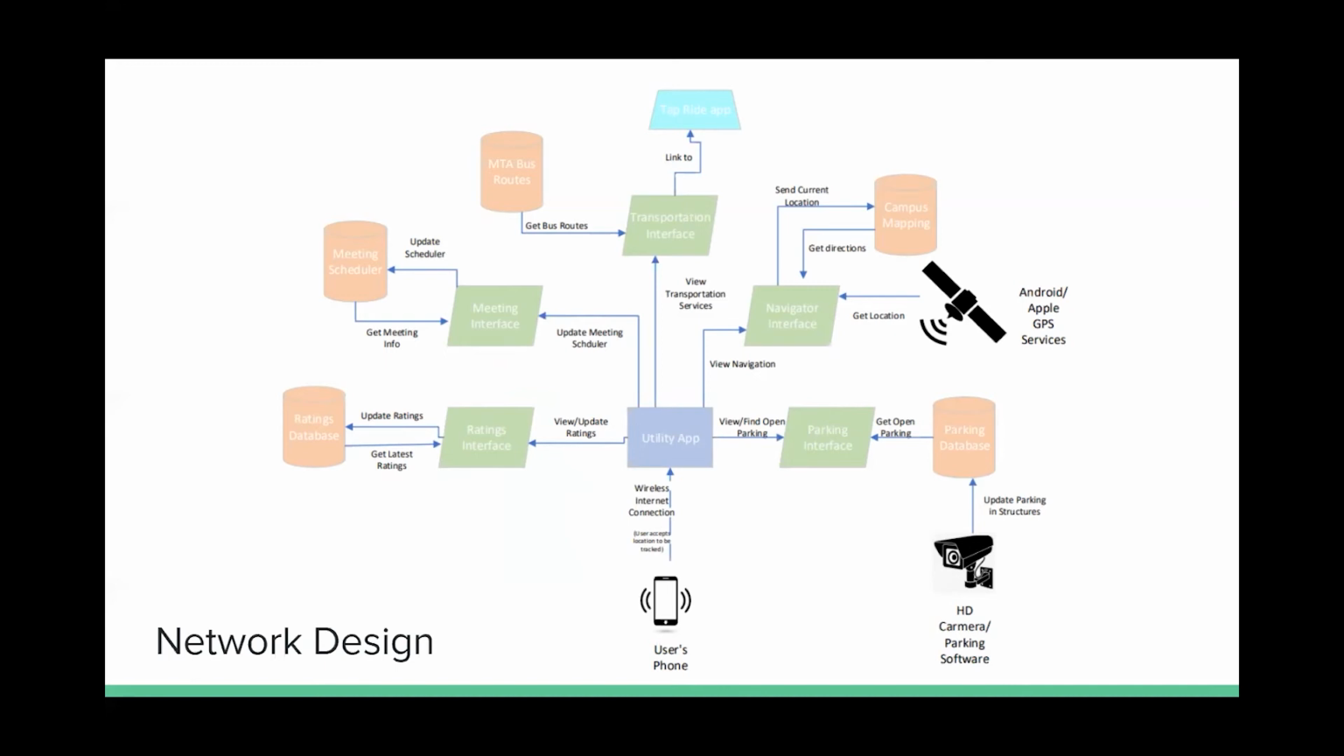And from there, we have our 5 interfaces, and each interface has a database that it gets its information from. The transportation interface also links to the TapRide Safe app that U of M Flint uses. The navigator interface will link to GPS, so we'll be able to get their location. And our parking database will be connected to the HD cameras that are hooked up around the campuses that will keep track of parking spots.